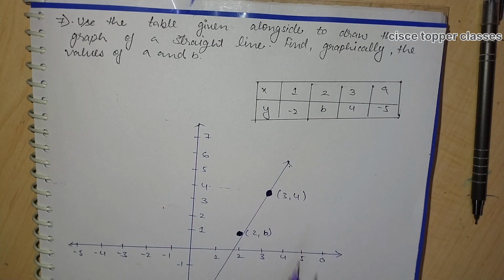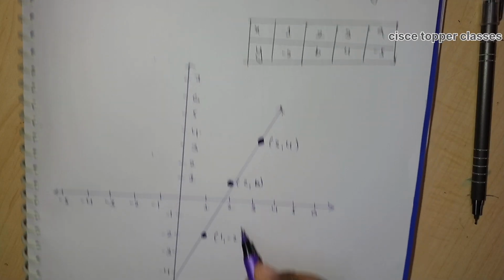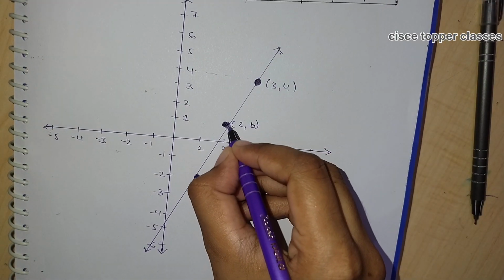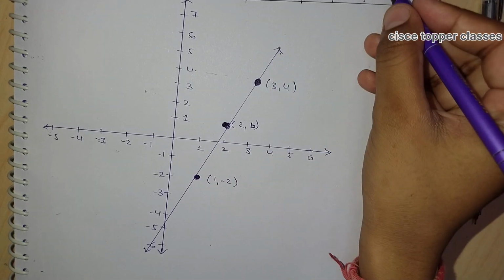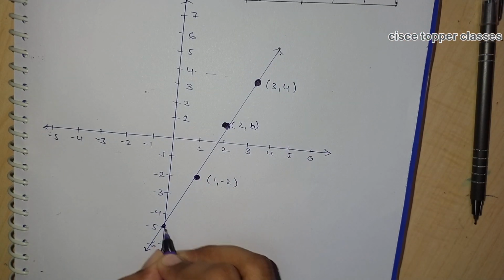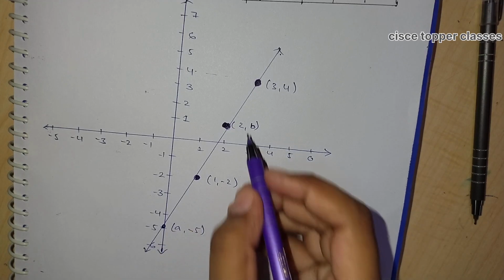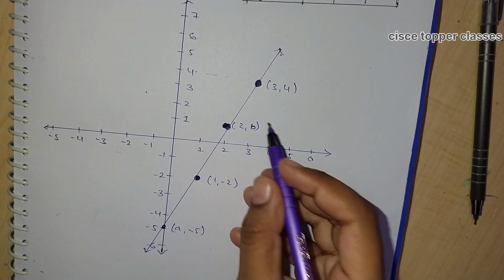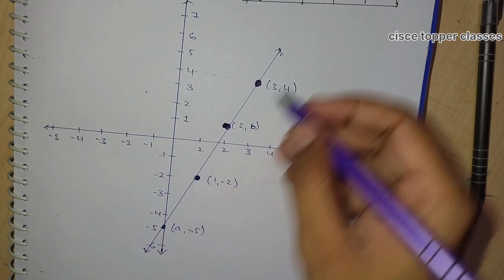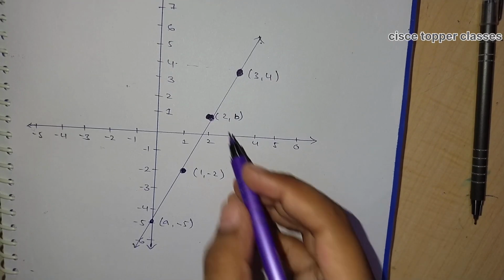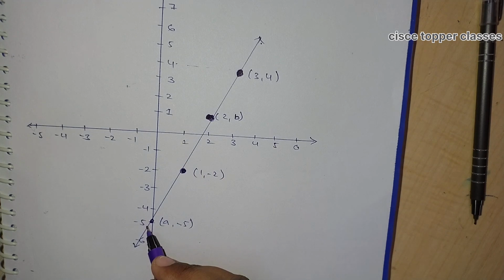So if we draw here, 1 comma minus 2 will be somewhere here, and 2 comma B we are putting on the line here. So this will be somewhat like this. And if we want to draw minus A comma minus 5, this will be somewhere here. Now if we want to find the values of A and B graphically, we will see the line here which is joining 3 comma 4 and 1 comma minus 2, on which point 2 lies and point minus 5 lies.